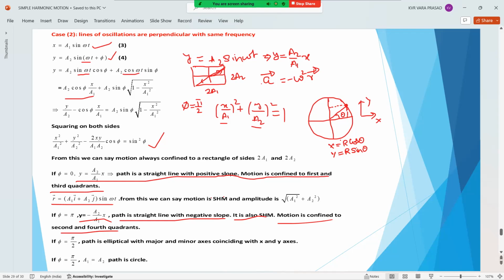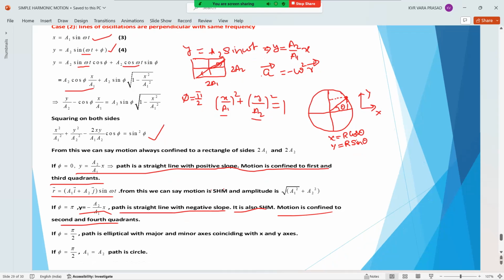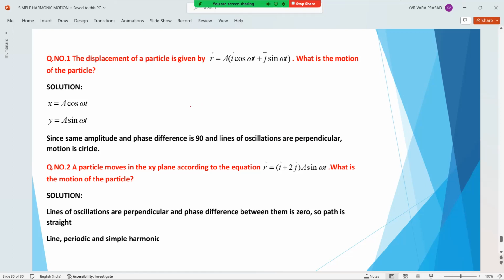Let us solve problems based on these two. Let's see these two problems. I have taken these two questions from H.C. Verma. Question 1 from Objective 1 and question 2 from Objective 2. See question number 1. Displacement of a particle is given by r bar equal to a (i cap cos omega t plus j cap sin omega t). What is the motion of the particle?